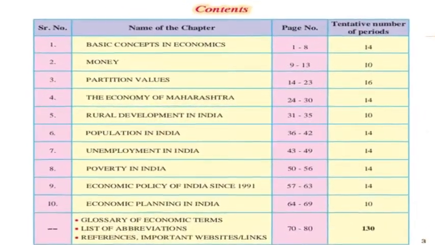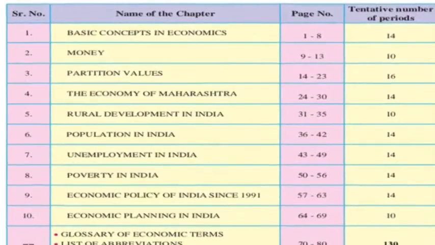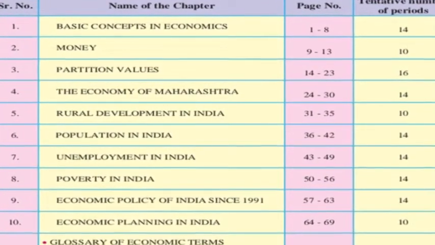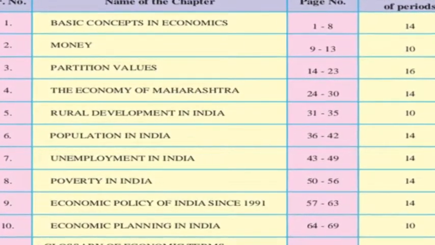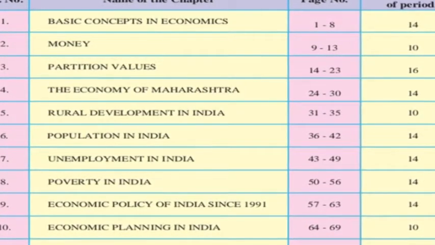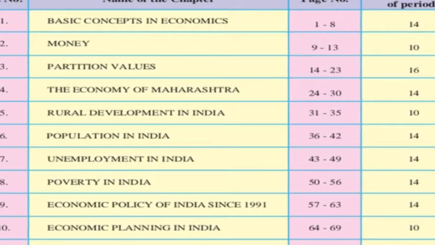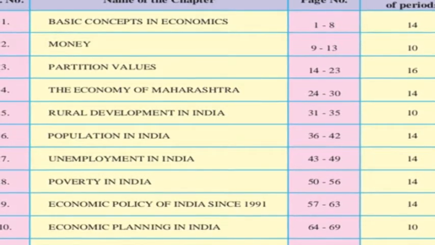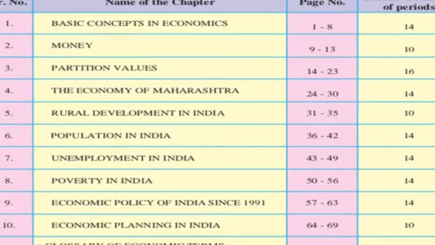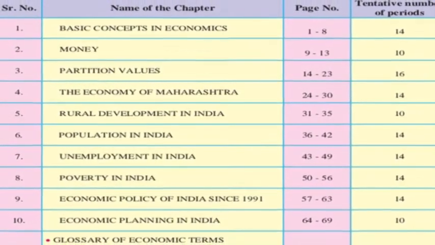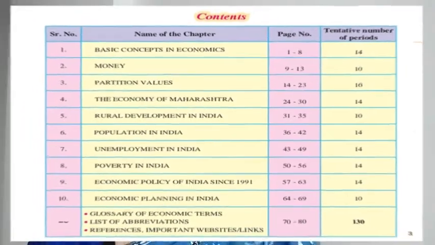First chapter, Basic Concepts in Economics. Second, Money. Third, Partition Values. Fourth, the Economy of Maharashtra. Fifth, Rural Development in India. Sixth, Population in India. Seventh, Unemployment in India. Eighth, Poverty in India. Ninth, Economic Policy of India since 1991. Tenth, Economic Planning in India.